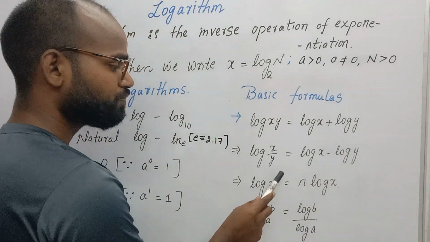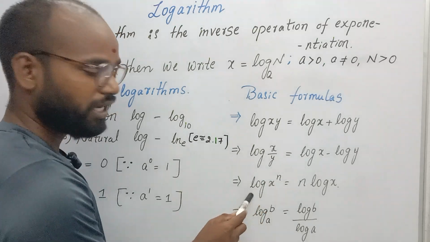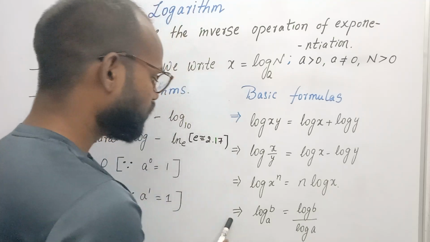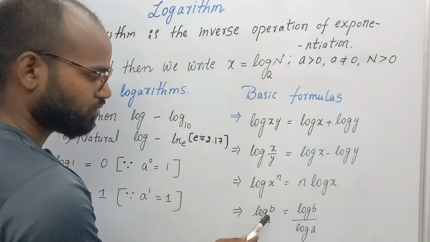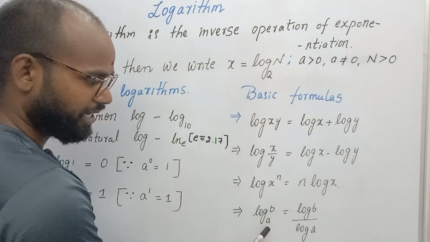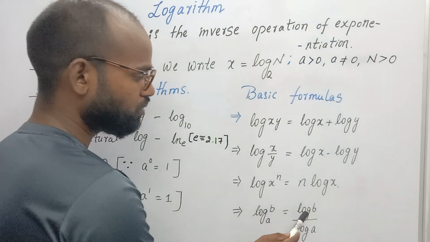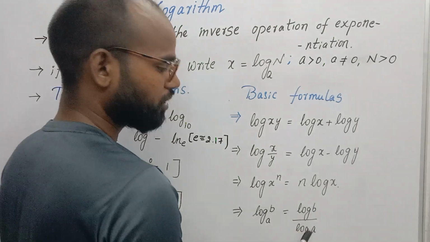Next one, log x power n, is the power rule. Log x power n equals n log x. Last one, log b base a, is the base change rule. Log b base a equals log b by log a.